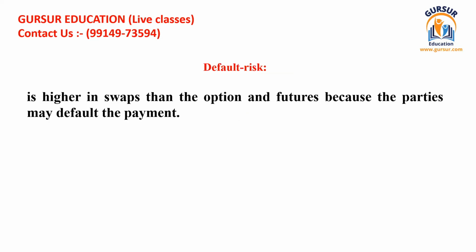Then the next one is default risk. In case of swaps, default risk is higher in relation to options and futures. Why is it higher? This is very obvious. This is person A, this is person B. It's very obvious that one party can default at any time. Even if the contract is written, maybe one party becomes bankrupt, and if it becomes bankrupt, then what happens?